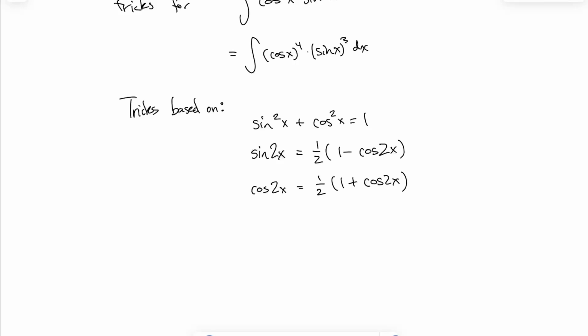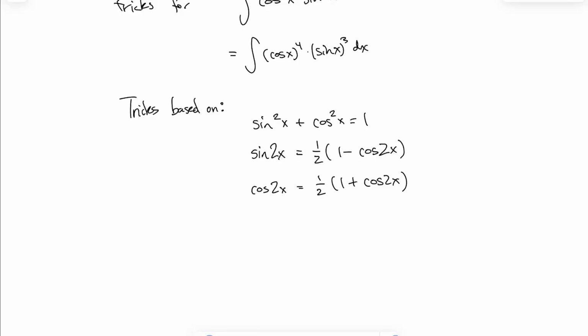Does it only work when it's 2, or if it's 3x? Like, if it was cosine of 3x, would it be one third plus one? No. Yeah, this is only true with a 2 there. Although there are variations with a 3, but it's not so simple.